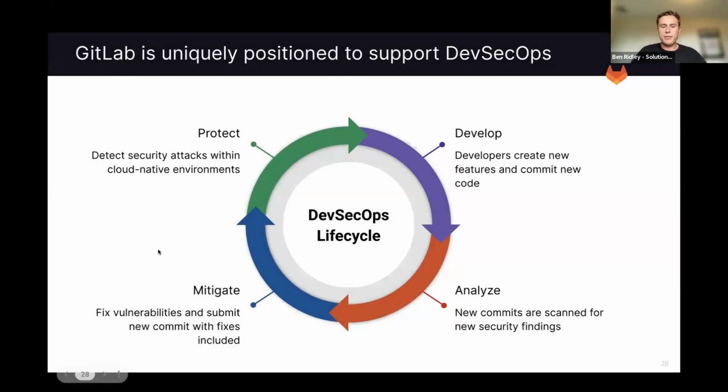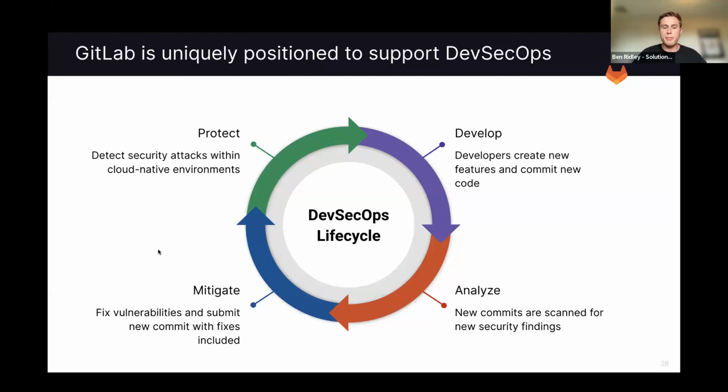When it comes to shifting left, we believe that GitLab is uniquely positioned to help achieve that. So we like to imagine this kind of clock where security becomes this iterative, continuous process. GitLab supports you in developing new features and committing new code. It also supports you by analyzing your code for security vulnerabilities. So we're going to explore today some of the analysis tools that GitLab provides for analyzing commits for security vulnerabilities.